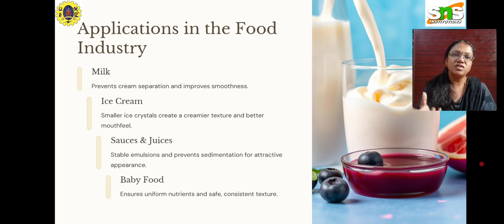As well as in sauces and juices, it plays a major role in giving the final appearance as well as a consistent flavor. And in baby foods also it plays a major role, as it makes the food safer for the baby to consume and gives balanced nutrition. The outcome of this homogenized product is that it not only gives balanced nutrition, it makes the food easily digested for their healthy growth and development.